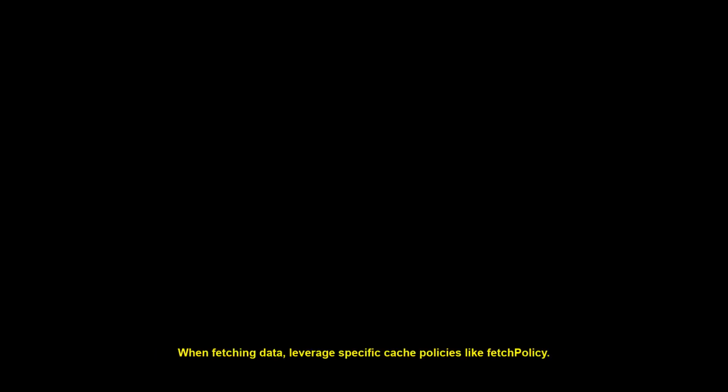When fetching data, leverage specific cache policies like fetch policy. Setting this policy to cache first can optimize the performance. If you need to manually update the cache, use the writeQuery method. This allows you to modify cached data directly.